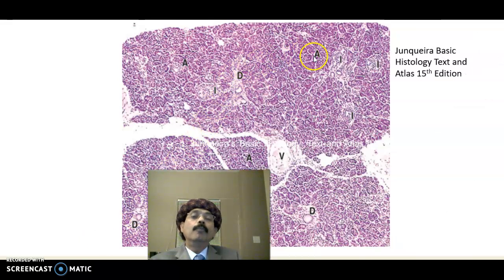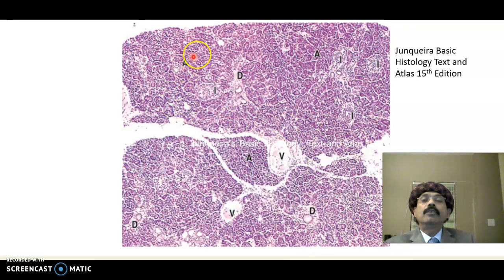Then this is the low magnification slide of the pancreas. How can you identify this histological slide? We look at the light stain area. This is the islets of Langerhans. Okay, this is very important. The islets of Langerhans are present there. Then the darker area is the acinar cells. This is the acinar cell.